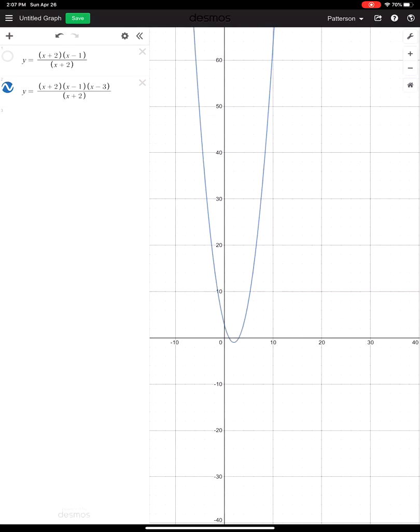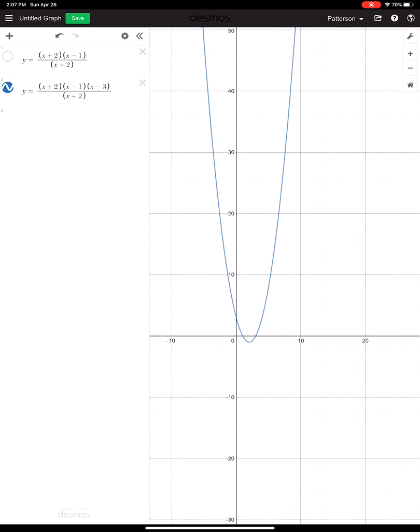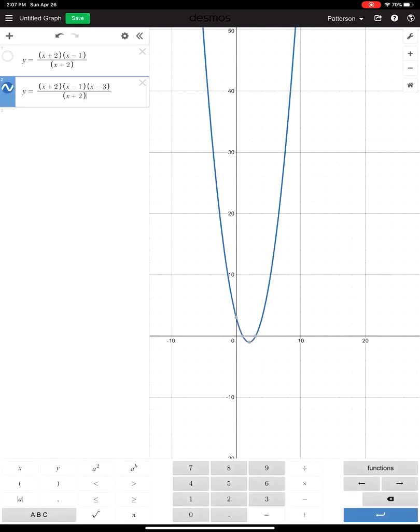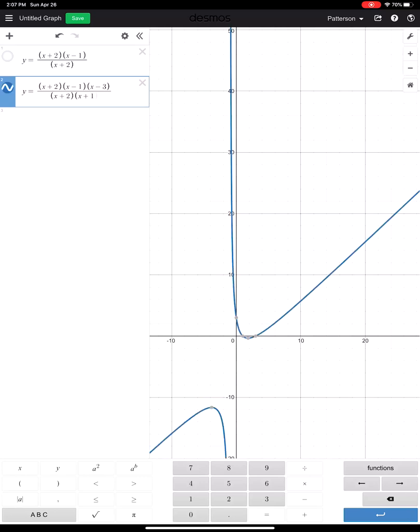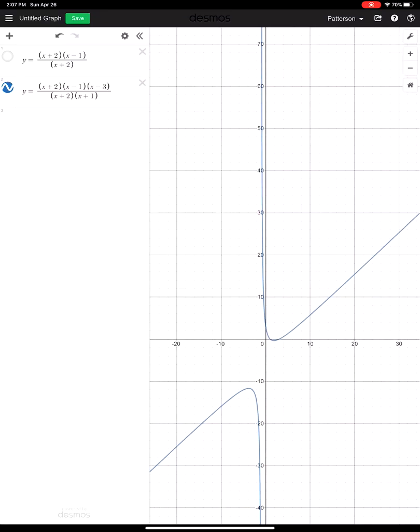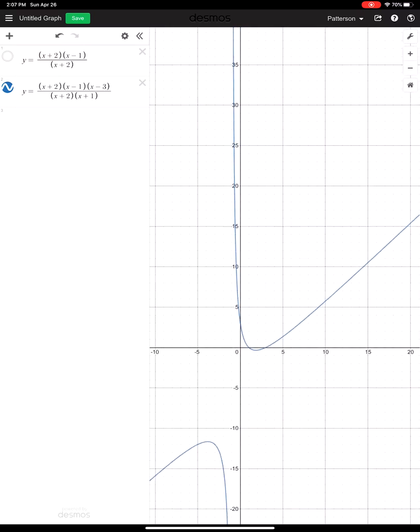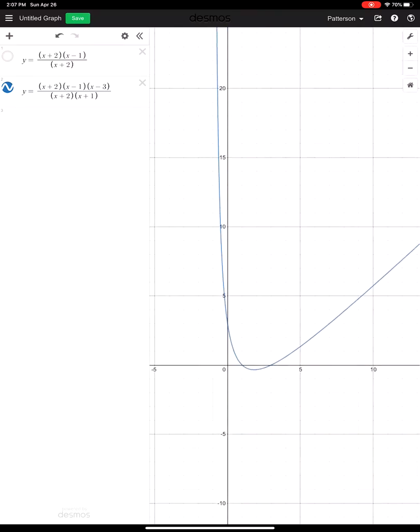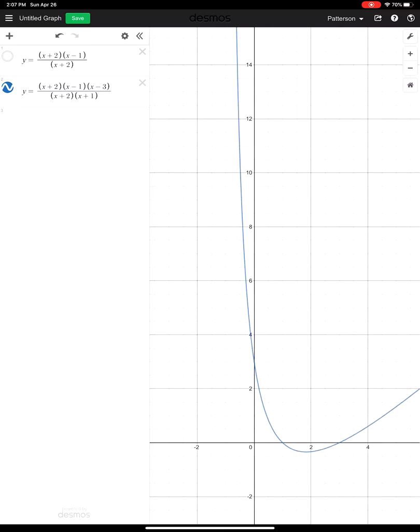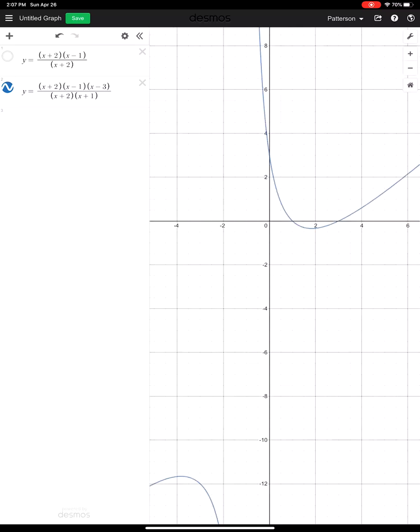Okay, let's see. And parentheses x plus 1. There we go. So this one has a slant asymptote and a hole. So if we look at -2, let's see if we can. It's going to be kind of hard to do.